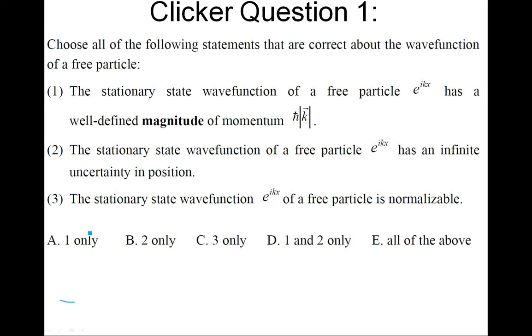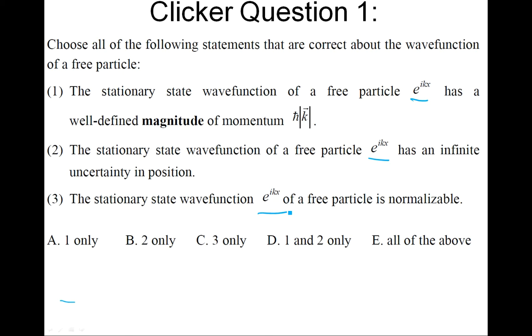Now the good thing is we've talked about this function a little bit before in class and homeworks, the momentum wave function. So let's answer this question. Choose all the following statements that are correct about the wave function for a free particle. The first one says that the stationary state wave function for a free particle, e to the i kx, has a well-defined magnitude of momentum. The stationary state wave function of a free particle, e to the i kx, has an infinite uncertainty in position, and the stationary state wave function, e to the i kx, of a free particle is normalizable.